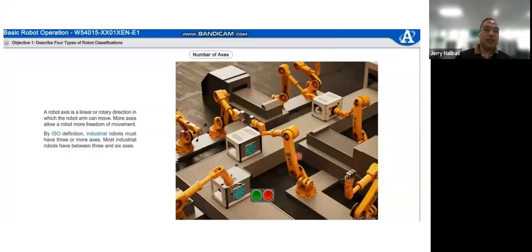So a robot axis is a linear or rotary direction in which the robot arm can move. So, the more axes, no, allow a robot more freedom of movement. So na sila ay standard no sa ISO. By ISO definition, an industrial robot must have at least 3 ka axes or more, no? At least 3. So that's why katong example natin the last time 6 siya. Okay?